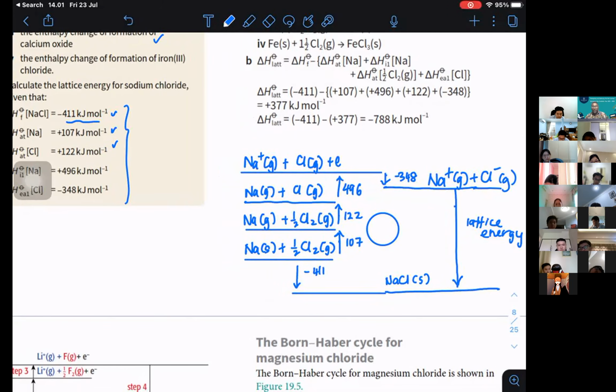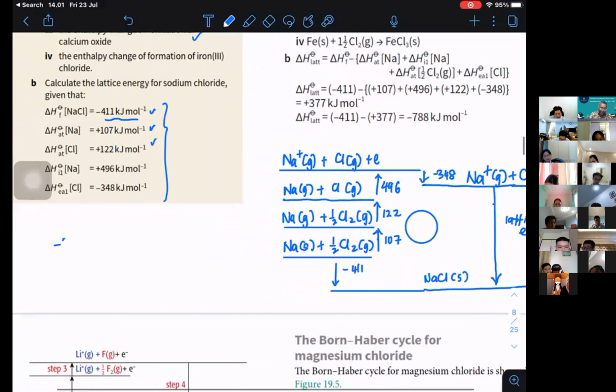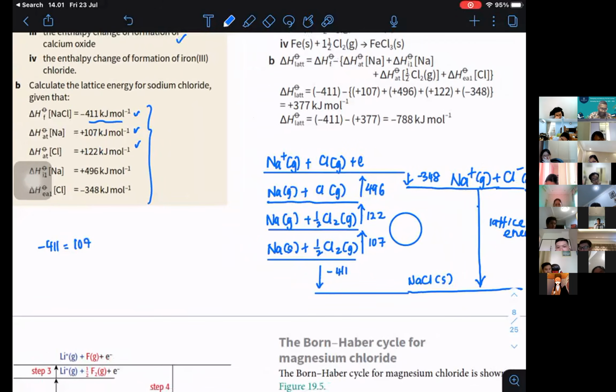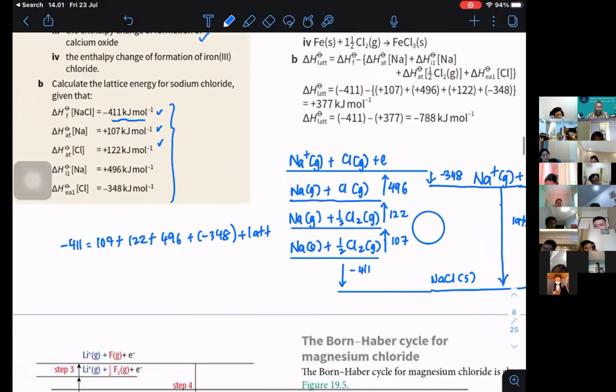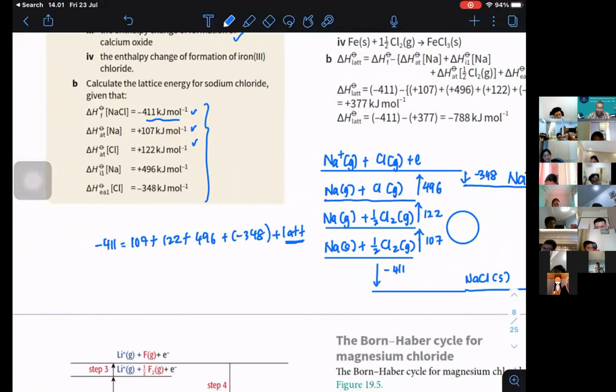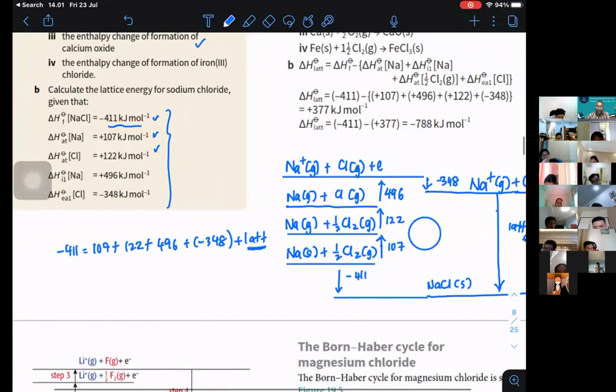Only negative 411 is going to be anti-clockwise. So I'll just put negative 411 equals 107 plus 122 plus 496 plus negative 348, plus lattice energy. What you need to do is find out what your lattice energy is. You solve this, and automatically you are going to get negative 788.